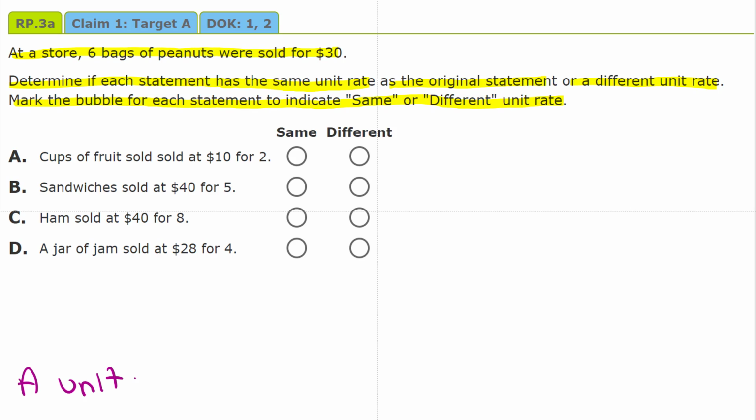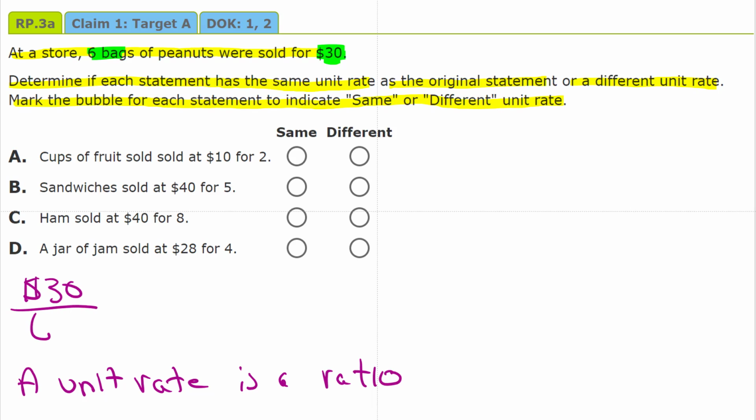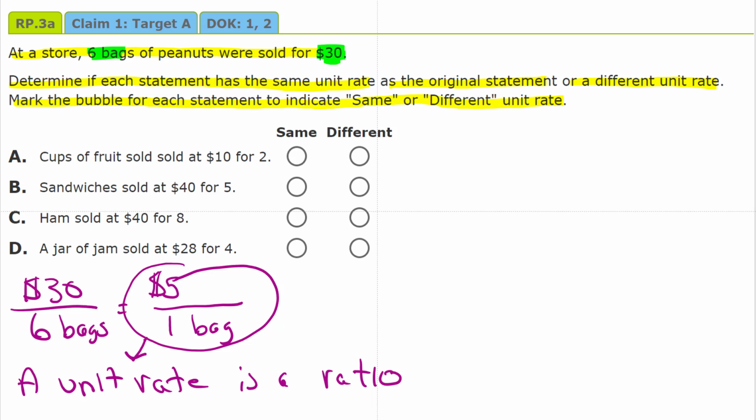A unit rate is a ratio. So in this problem, our ratio is going to be involving 6 bags and $30. So let's go ahead and write that out. We're going to have $30 and we have 6 bags. So when we write the equivalent of this for one bag, it is going to be $5. That's the unit rate. So this right here is the unit rate. Unit means 1. So we want 1 bag for $5.